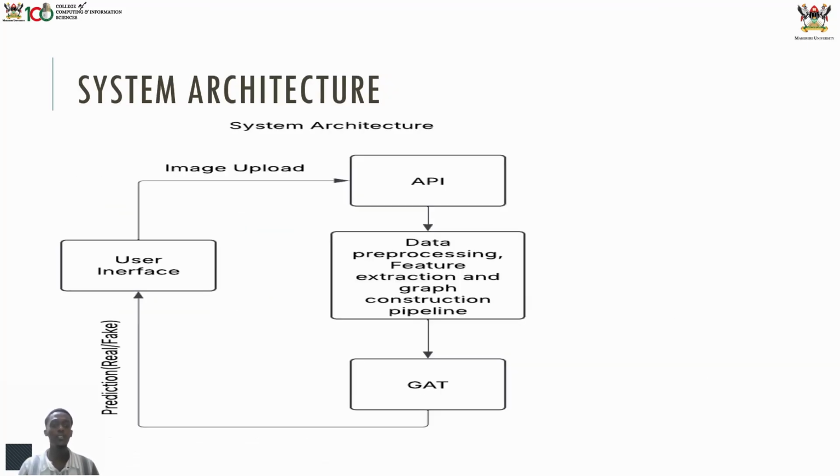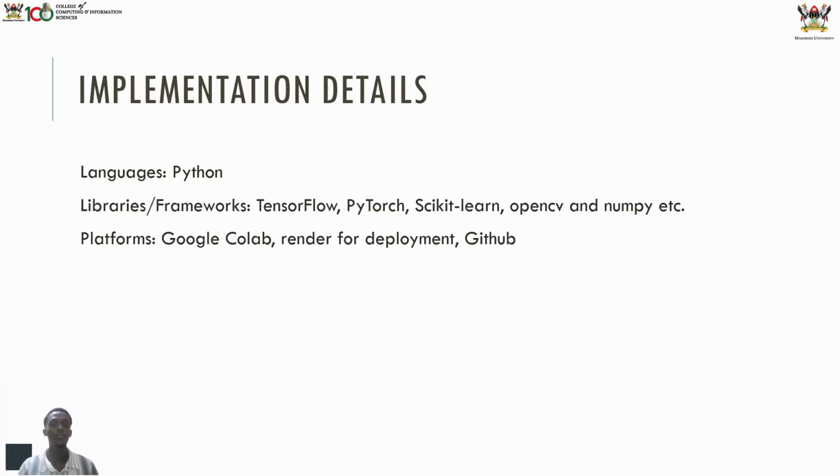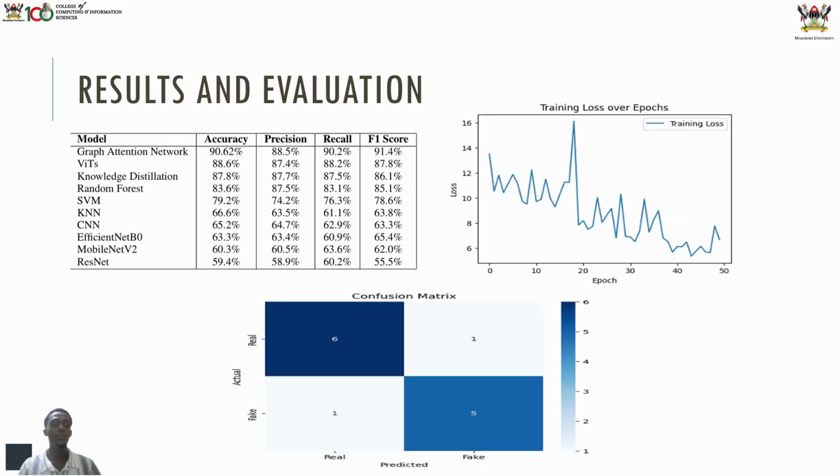Then system architecture is simple as that. We had a UI where a user can upload the image, and the API sends it to the backend for pre-processing. Then the GAT applies its attention mechanisms, and then the results are uploaded back to the user. The implementation details, those are the ones like Python and all of them. Then the results evaluations, as you could see them, but we chose the GAT as an overall.